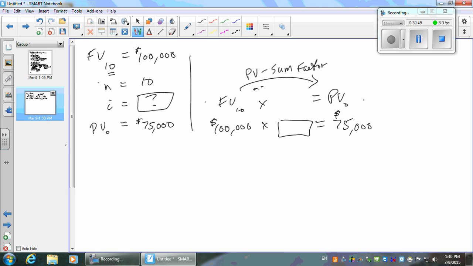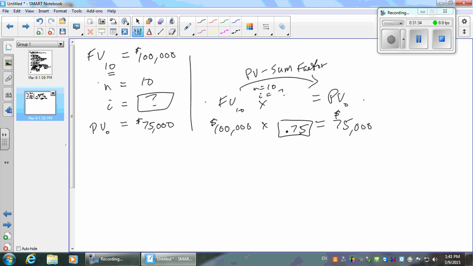Number of periods equals 10, and what we don't know is the interest rate, but we can get the factor, can't we? What's the factor, you guys? Divide 100 into 75, what do you get? 1.3. Whoa, the other way. It's not 1.3. It's 0.75, right? Don't take 75 and divide it by 100, or 100 and divide it by 75. Go the other way. If you want to flip them around, you can, and I'll show you that in a second.